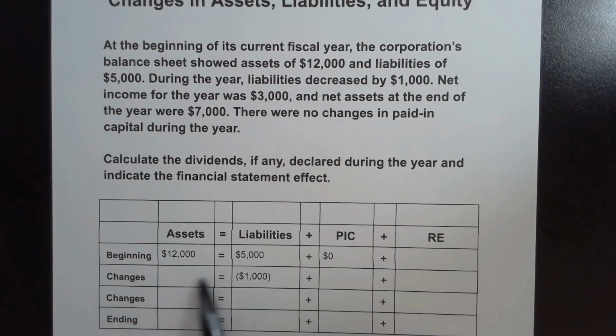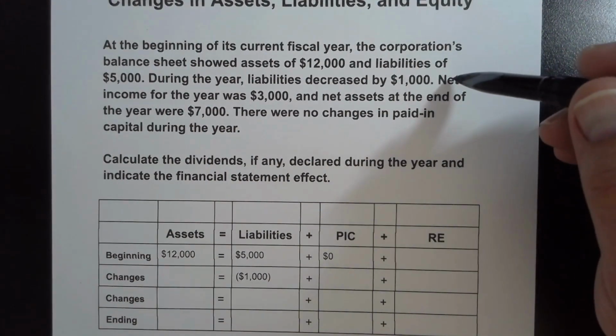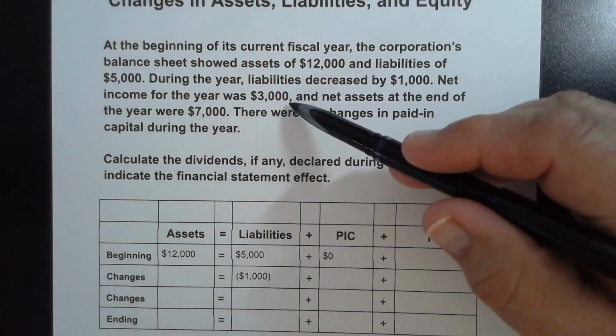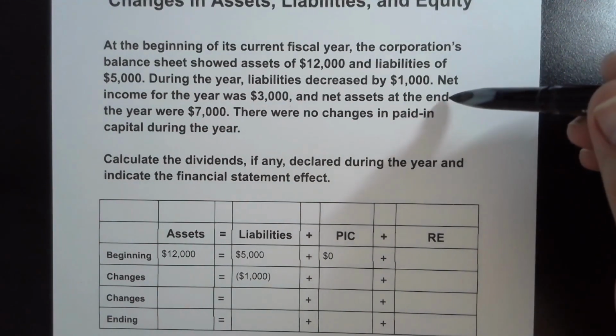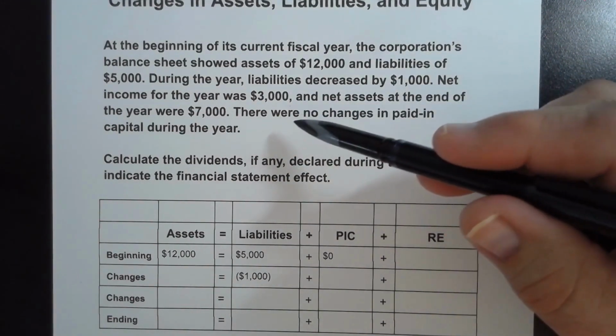Decreasing, this is the changes, decreasing by 1,000. It's put in parentheses. In accounting, that means minus. That means negative. So it's decreased by $1,000. Net income for the year is $3,000, and net assets at the end of the year were $7,000.